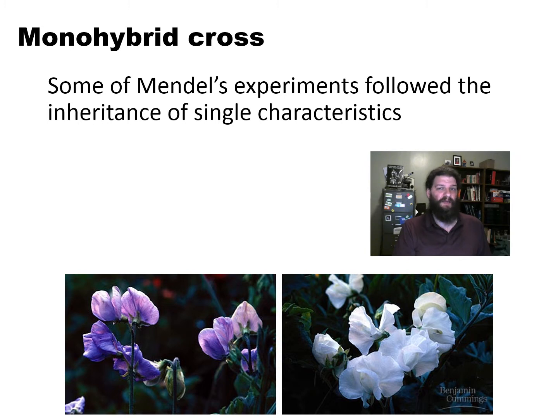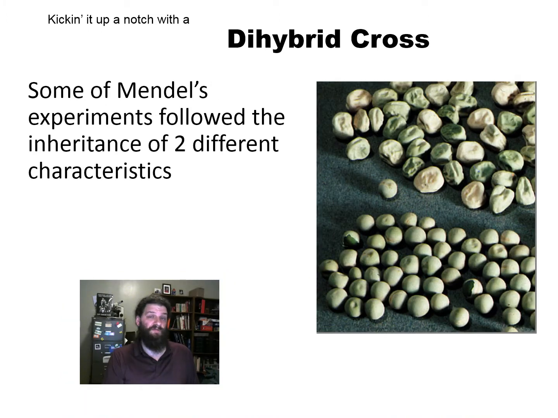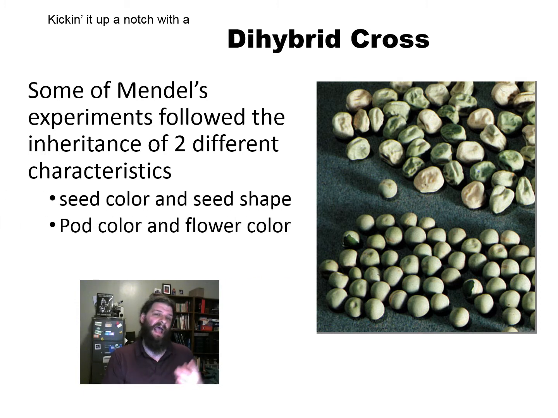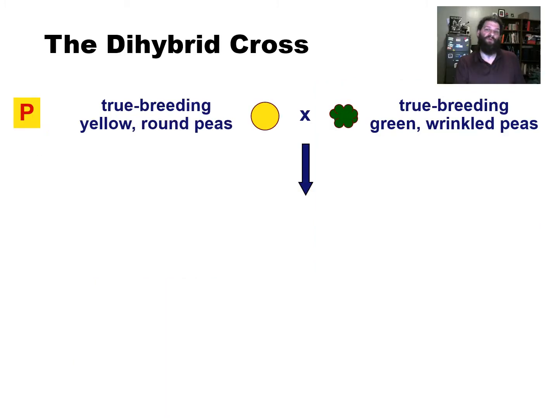Following one trait at a time is what we call a monohybrid cross. And Mendel did this with flower color and seed color and all those other several different characteristics that we talked about. Mendel also followed the inheritance of two characteristics at the same time. So looking at both seed color and seed shape, or pod color and flower color at the same time. For example, here's the dihybrid cross between yellow round peas, so we're looking at pea color and pea shape, versus green and wrinkled peas. Again, same pea color and pea shape, just different pea color and pea shape.